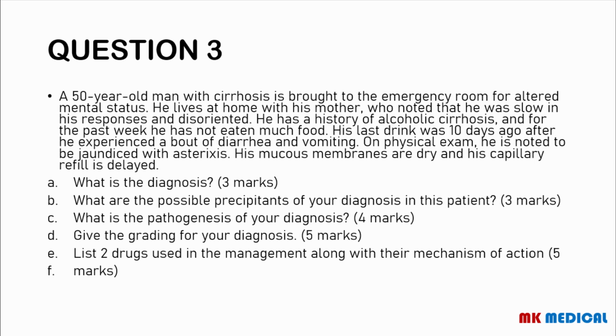Then, what is the pathogenesis of your diagnosis? So there are many theories that have been stipulated, but the most commonly studied theory is known as the ammonia theory. Remember that ammonia is produced by intestinal bacteria and the breaking down of proteins. Ammonia is absorbed by astrocytes and converted to glutamine. The glutamine then increases the intracellular osmotic pressure, meaning it draws more water into these astrocytes and causes swelling and cerebral edema.